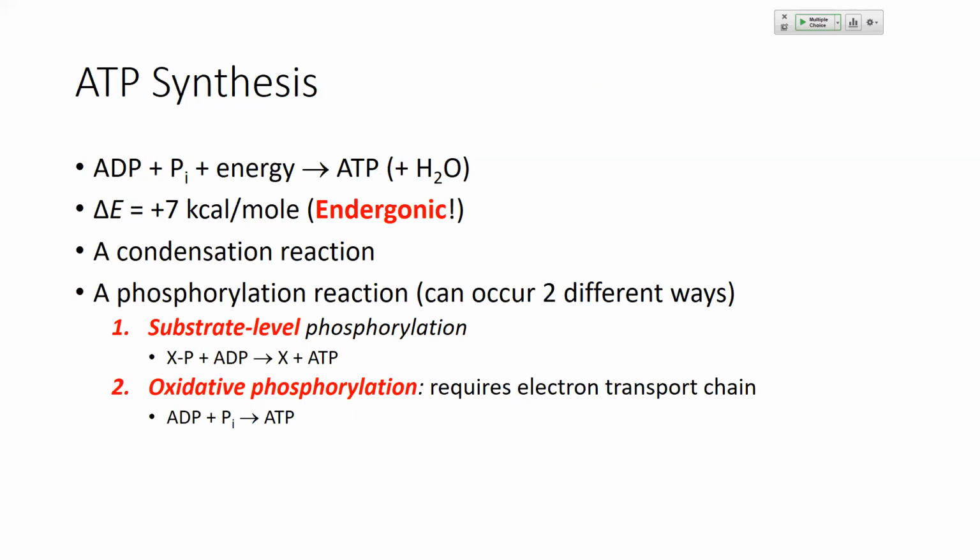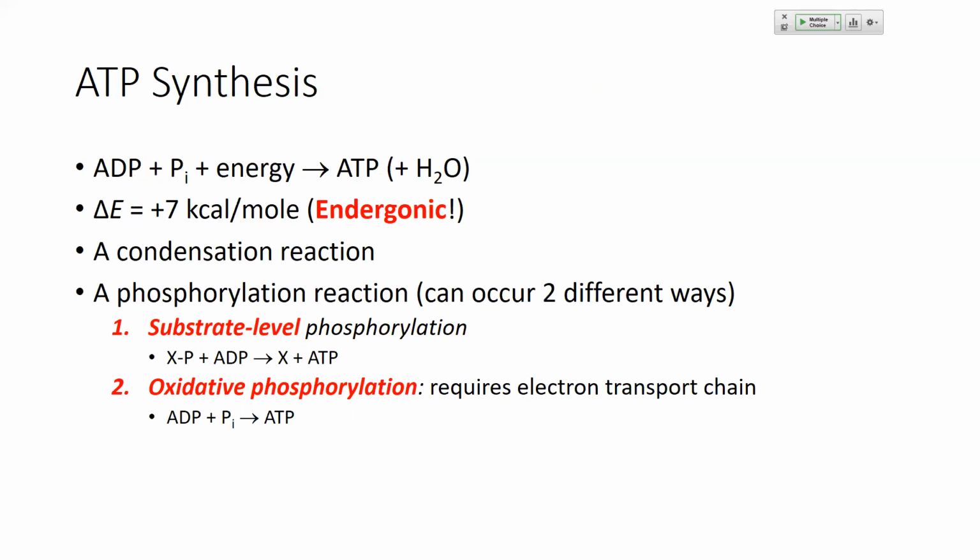Now this can happen in 2 ways. We can take some type of molecule, in this instance molecule X, and molecule X has a phosphate on it. And ADP can go up to molecule X and grab the phosphate from molecule X, and that's going to leave us with ATP and that molecule X on its own. So essentially ADP pretty much robbed molecule X of its phosphate. Okay? And that is called substrate level phosphorylation. We'll talk about how that happens in a minute.